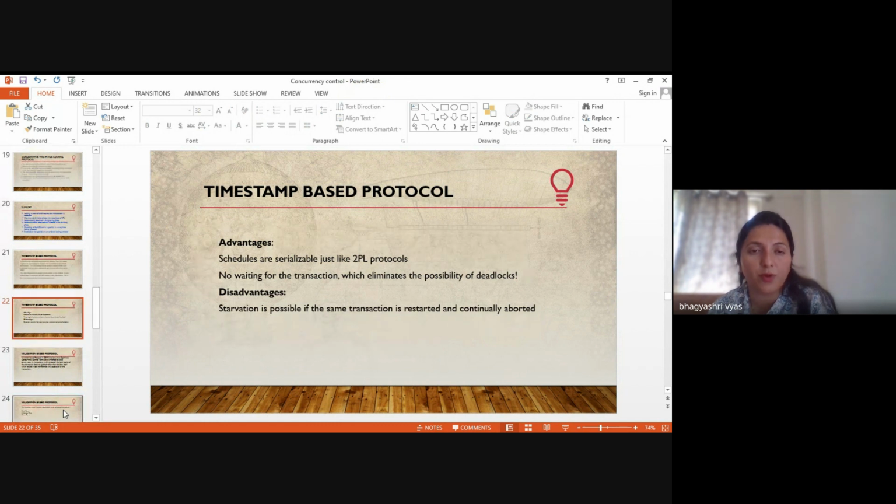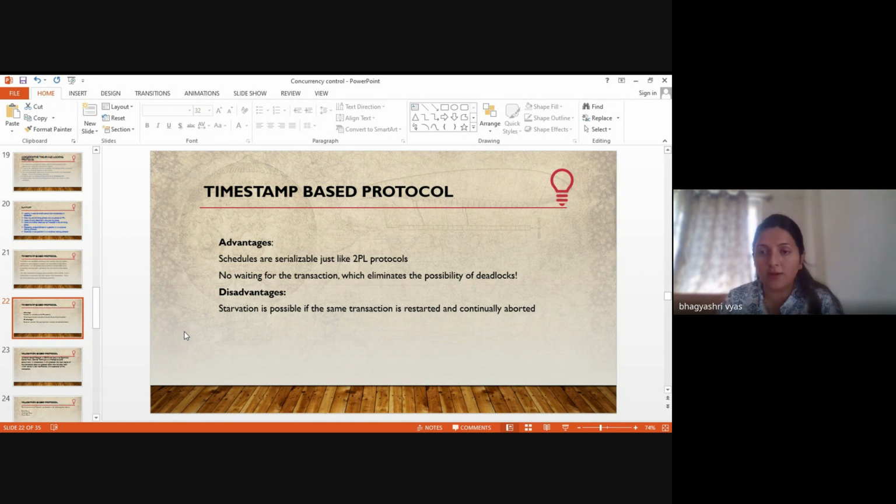As the name suggests, timestamp means we are putting a time limit on the particular transaction. Putting a time limit on the particular transaction means we are deciding the schedule for that transaction, right? Now we will see the advantages. Yes, it makes the transaction serializable. There is no waiting for the transaction, which almost eliminates the property of deadlocks.